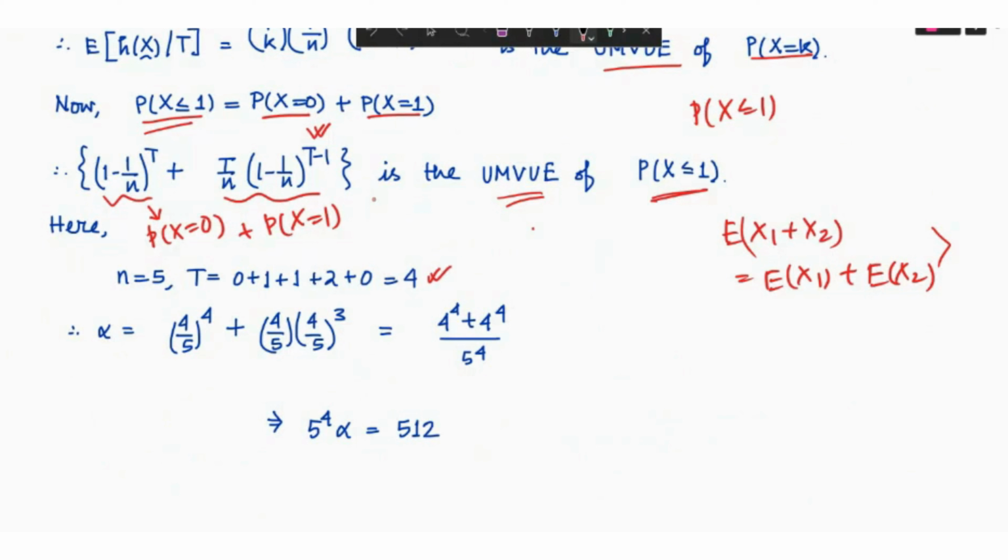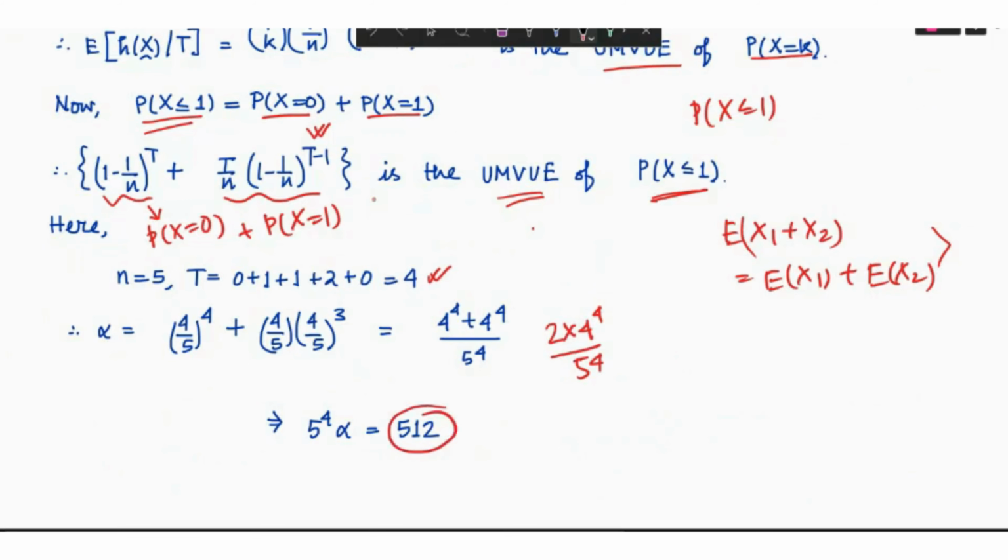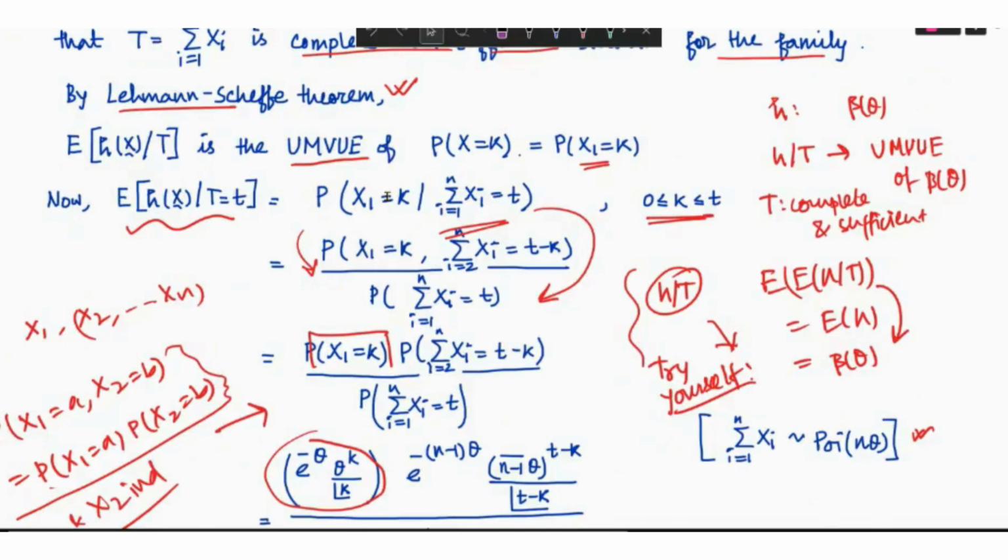Put the values here and we get alpha equal to 4 to the power 4 plus 2 into 4 to the power 4, divided by 5 to the power 4. So 5 to the power 4 into alpha will be 2 into 4 to the power 4, which is 512. So in integer, the value is 512.